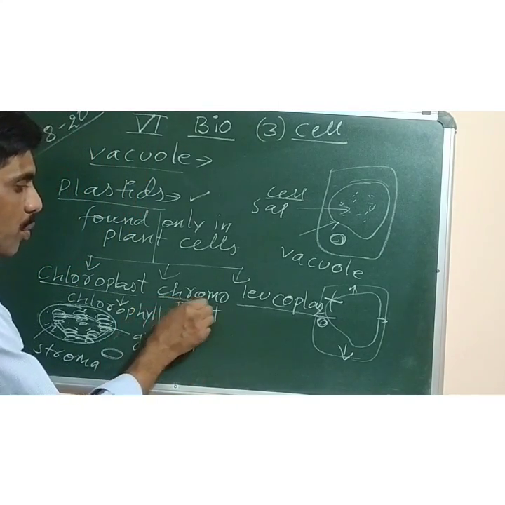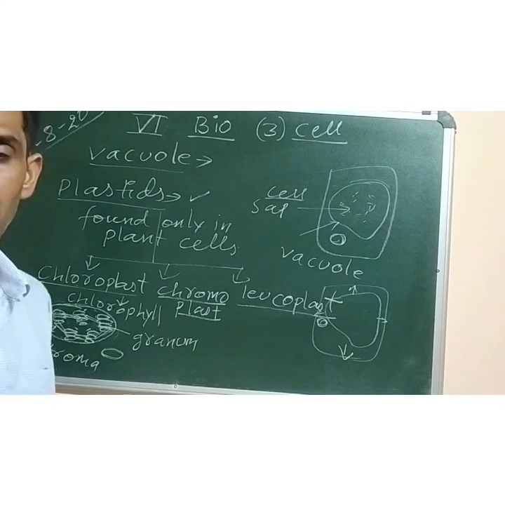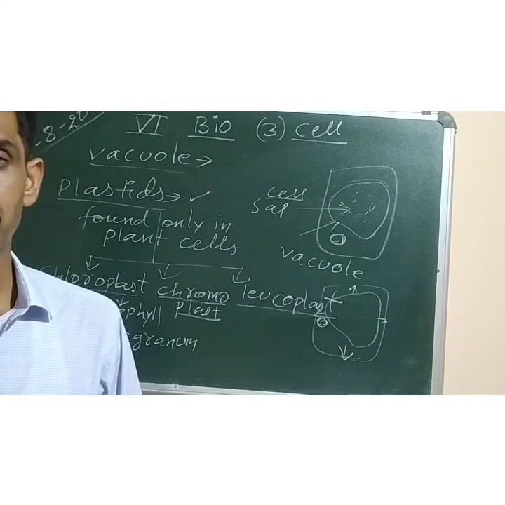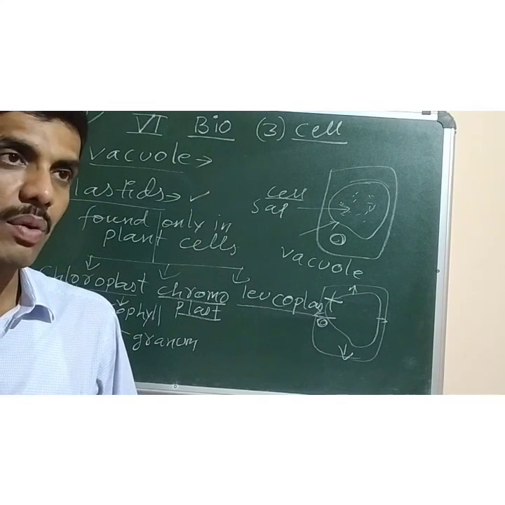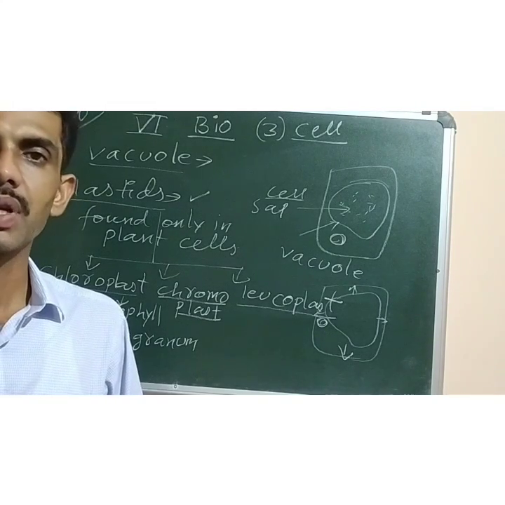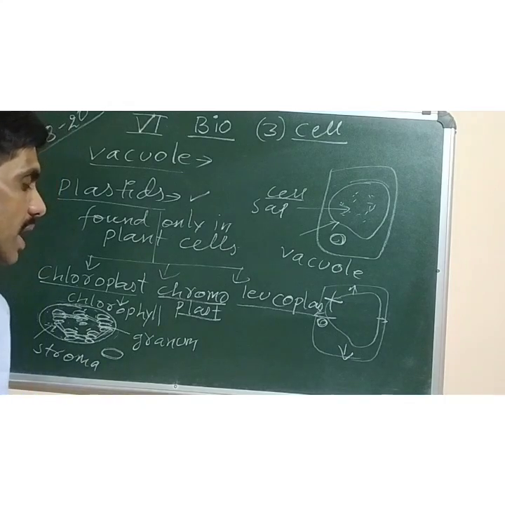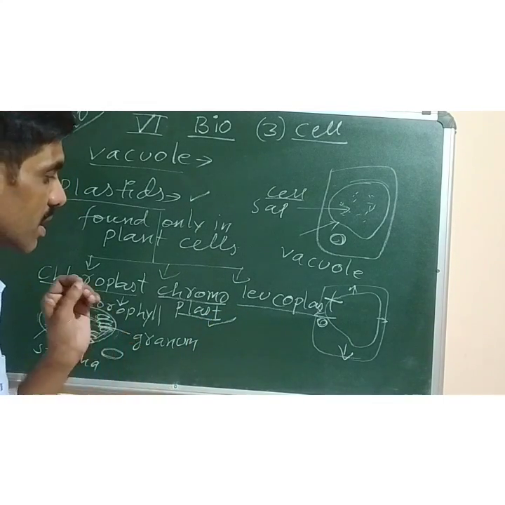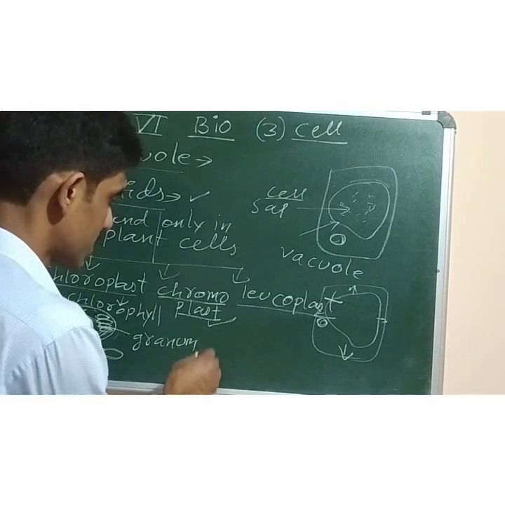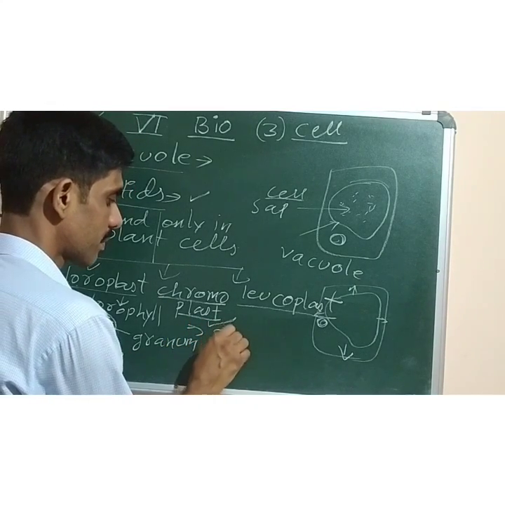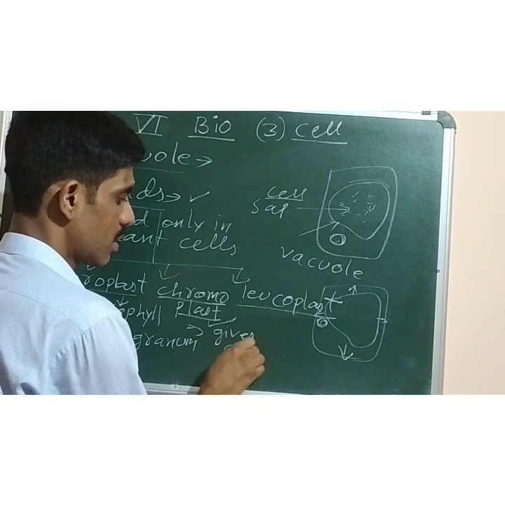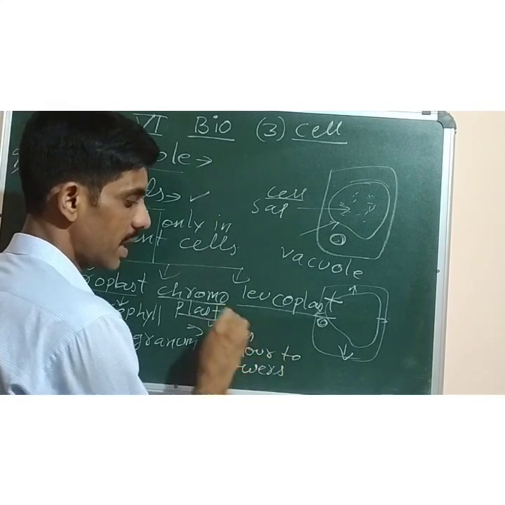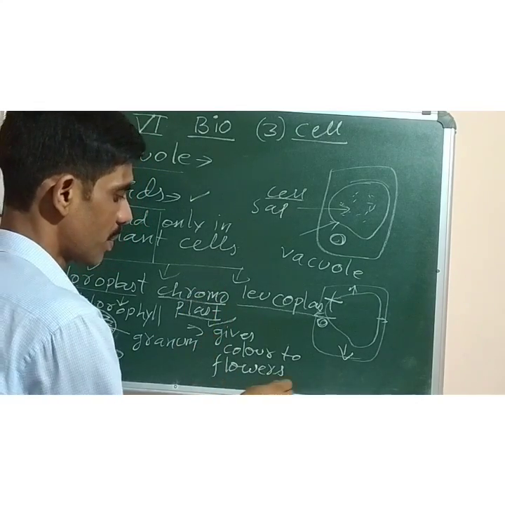Next plastid is chromoplast. Chromoplast is the one which gives color to, you may have seen different colors of flowers, different colors of fruits. Now if you ask a question, what gives color to those flowers and fruits? The answer will be, it is the chromoplast. The function is to give colors to flowers and fruits. So it gives color to flowers and fruits. Like if there is red color, it's because of chromoplast.